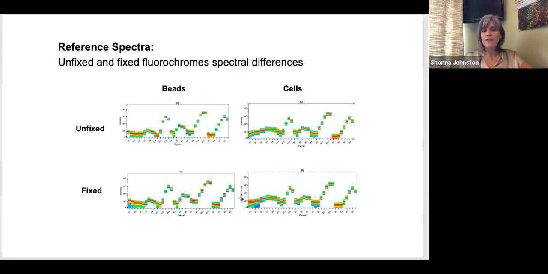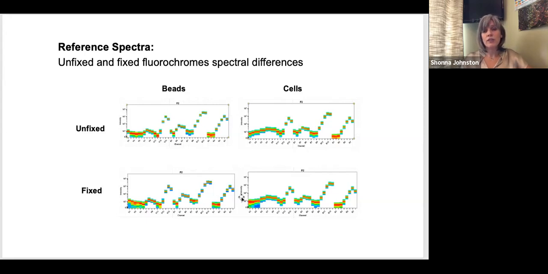For reference spectra, we're again interested, is there a massive difference in spectral profiles between unfixed and fixed beads and cells? Should you make sure that if you're fixing your cells, you fix your beads as well? We think possibly that is true, but again, we just like to make sure that we're actually proving that to ourselves as well, which is important.